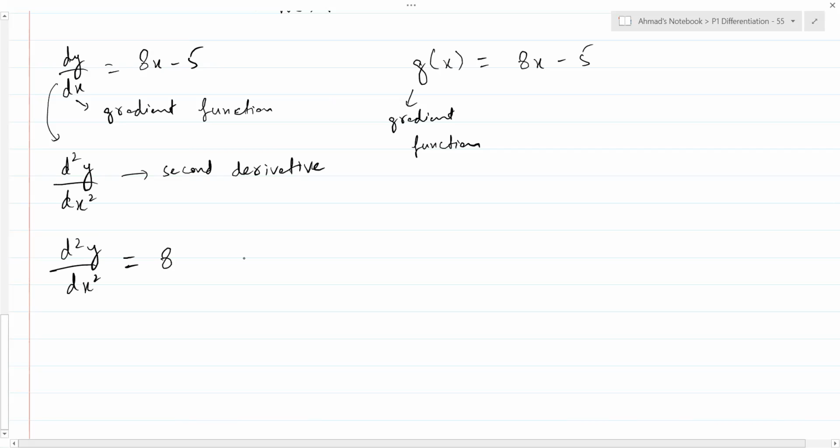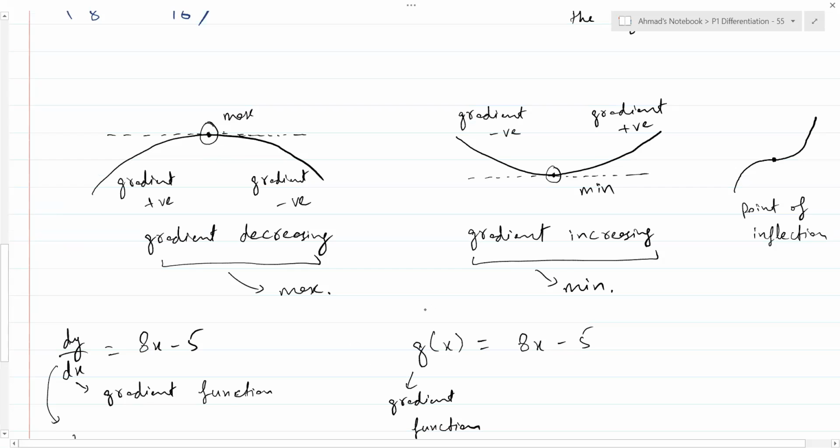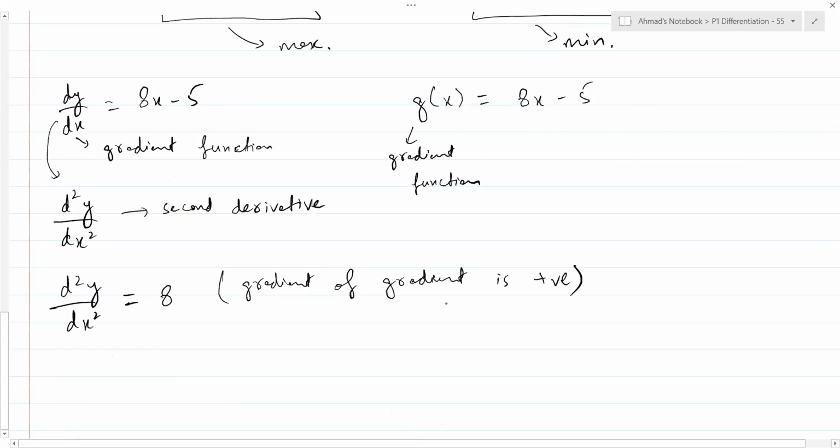It means the gradient of dy over dx of the gradient is positive. Gradient of the gradient is positive. What does that mean? कि जो gradient है ना, वो increase कर रहा है. Gradient का rate of change जो है, वो positive है. Your gradient is increasing. That means your gradient is increasing. Gradient आपका increase कर रहा है.